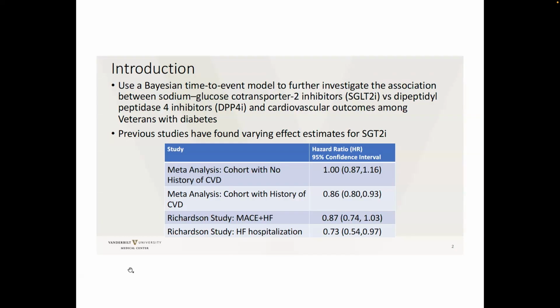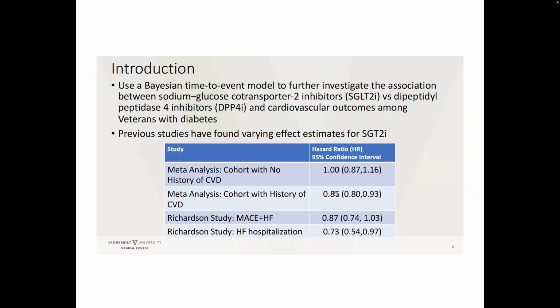If you look at the table in the right column, you see the estimated hazard ratio and 95% confidence intervals. A hazard ratio of 1 suggests no association, less than 1 a protective association, greater than 1 a harmful association. We can see that the hazard ratios change by cohorts and also the cardiovascular outcomes of the composite versus just heart failure or hospitalization.